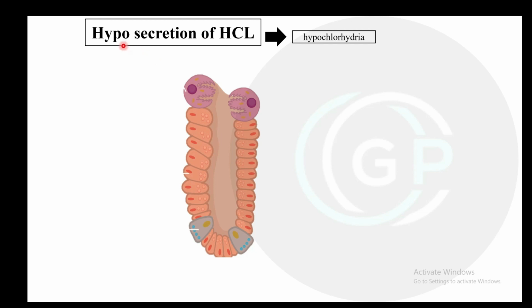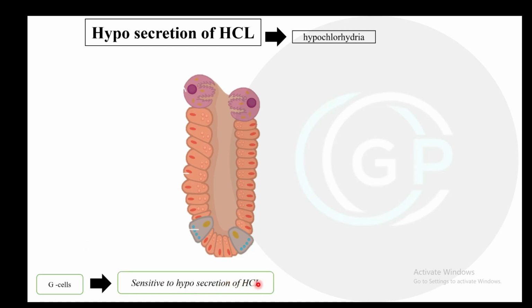Hyposecretion of HCl is known as hypochlorhydria. So in case of hyposecretion, there is a G cell. This G cell will play a very important role in increasing the level of HCl. This G cell is very sensitive to hyposecretion of HCl. When the G cell finds that there is a small amount of HCl in the stomach, it will start to produce a substance known as gastrin, and gastrin will go and bind to the parietal cells.